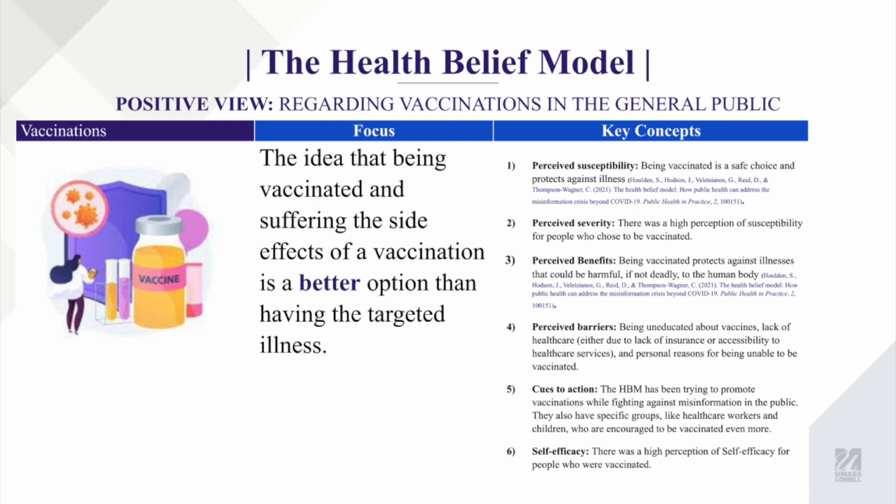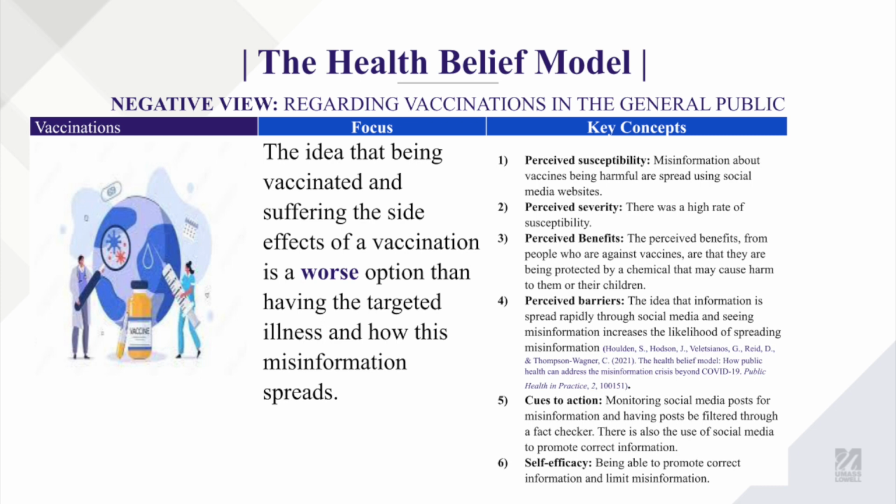Perceived benefits: being vaccinated protects against illness that could be harmful, if not deadly, to the human body. Perceived barriers: being uneducated about vaccines, lack of health care, either due to lack of insurance or accessibility to healthcare services, and personal reasons for being unable to be vaccinated. Cues to action: the HBM has been trying to promote vaccinations while fighting against misinformation in the public. They also have specific groups like healthcare workers and children who are encouraged to be vaccinated even more. There was a high perception of self-efficacy for people who were vaccinated as well.